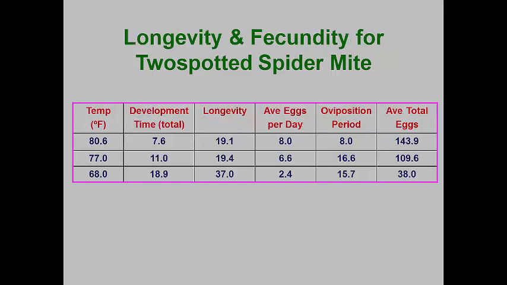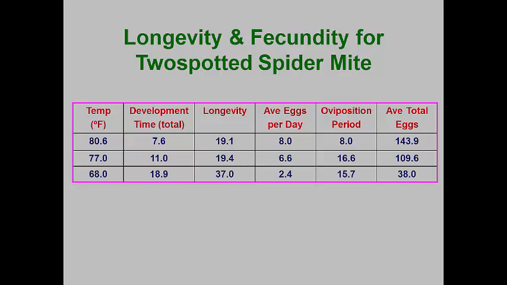Warm season mites are also more fecund at higher temperatures. In this chart, you can see that a female two-spotted spider mite can lay over 140 eggs during her shorter lifespan at 80.6 degrees Fahrenheit, compared to under 40 eggs over a longer survival period at 68 degrees Fahrenheit. When you multiply out the development time with the fecundity rates, you can see how warm season spider mites can explode during the summer months.